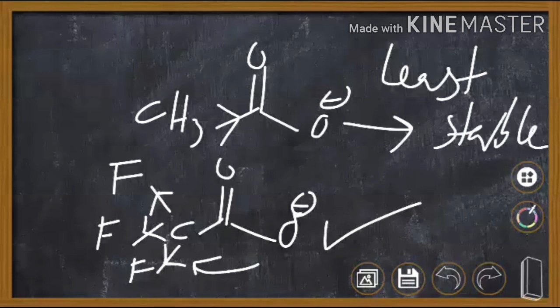So due to this reason, trifluoroacetic acid is more acidic than acetic acid. If an acid is said to be strong, its conjugate base should be stable. So here this trifluoroacetate ion is more stable than the acetate ion. So this is one of the applications of inductive effect.